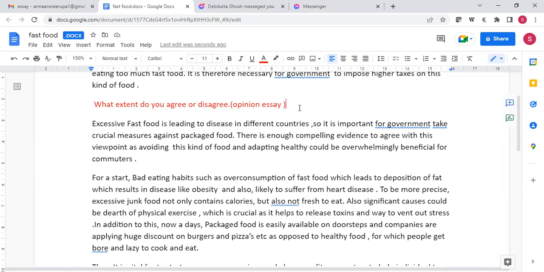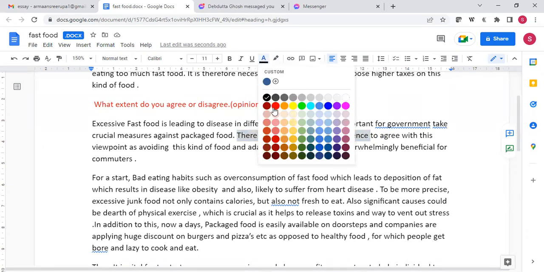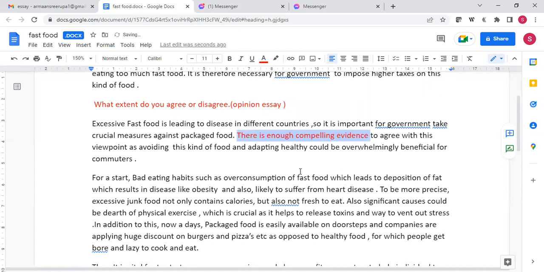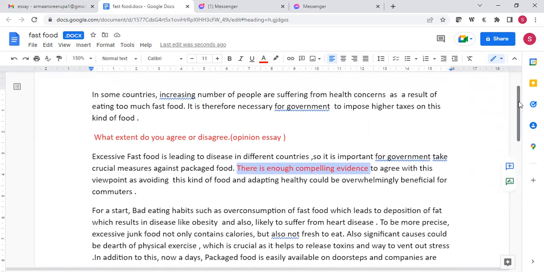As I can see, she has given a strong opinion statement, that there is enough compelling evidence, which basically says that she has a strong opinion. To agree with this viewpoint, avoiding this kind of food and acting healthy could be overwhelmingly beneficial for commuters. Enough compelling evidence basically means that it is a strong opinion. Now, this is the question that we are discussing.